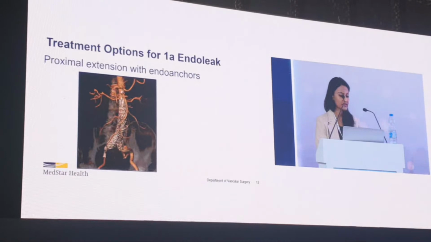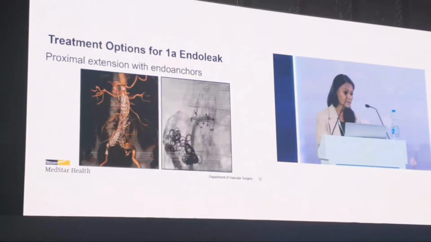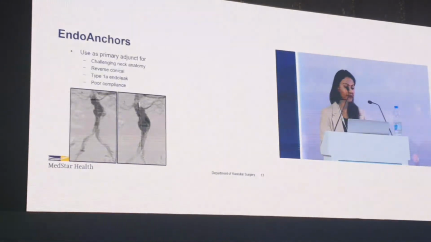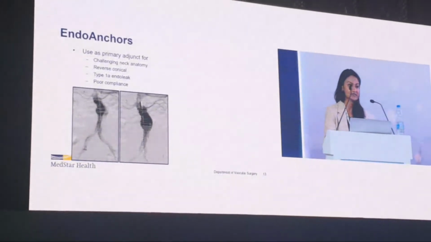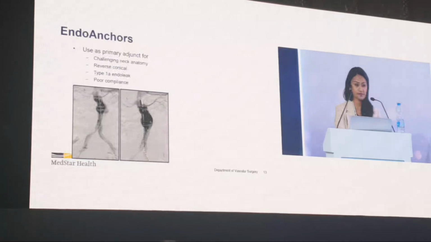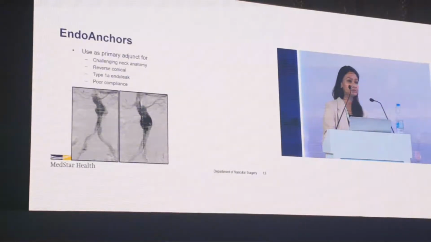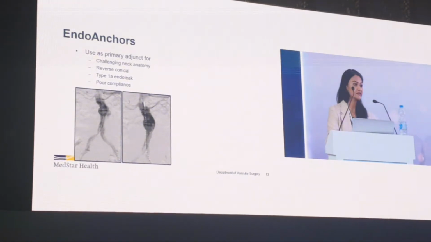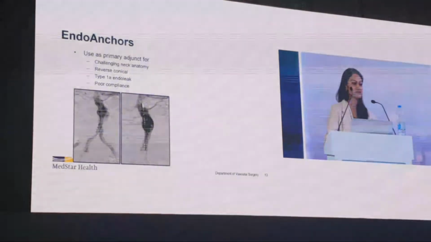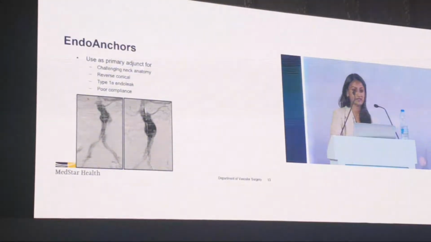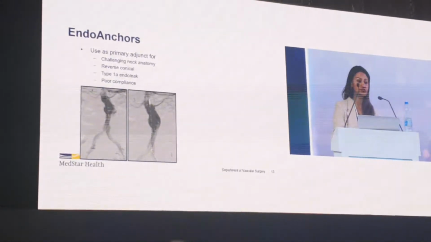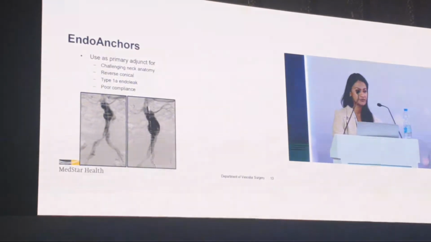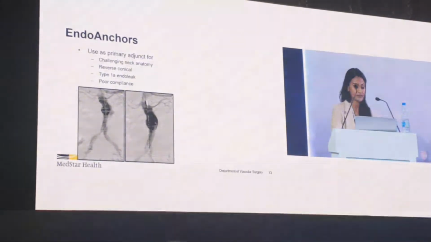So clearly this graft is so you can extend up with the cuff and put some endo anchors. So when you talk about endo anchors, it's been studied extensively as a primary adjunct at the time of the procedure. So if you have a patient with a wide neck or a short neck, and you've decided that this patient is best served with an infrarenal EVAR device itself, then it's a good option to go ahead and use endo anchors and just anchor the device in place to decrease the risk of migration or endoleaks.